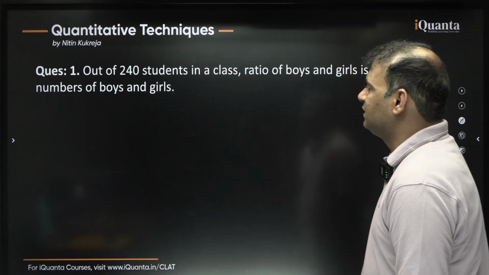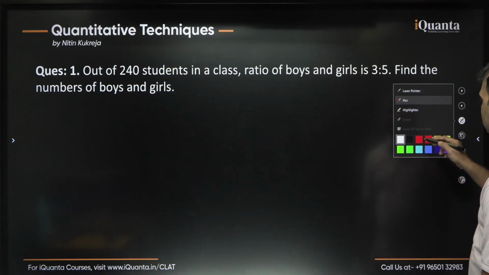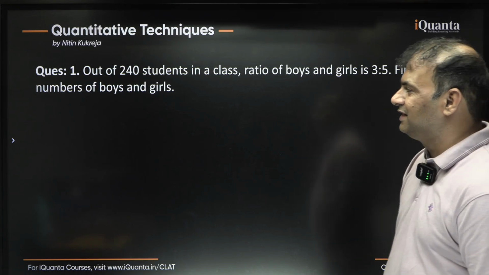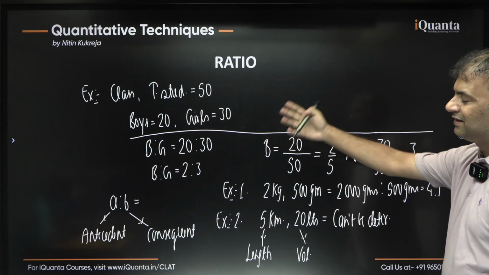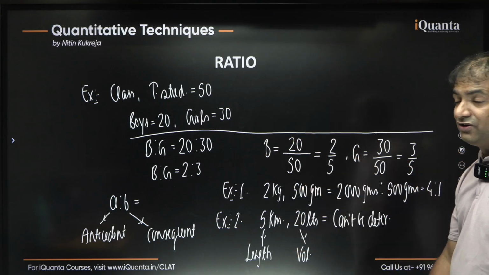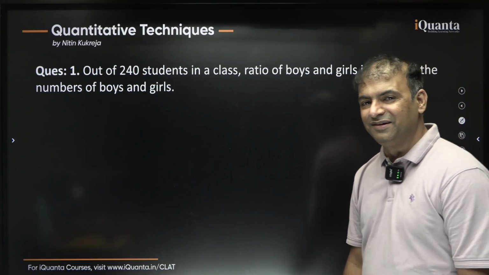So question number 1 says that out of 240 students in a class, the ratio of boys to girls is given as 3:5. Find the number of boys and the girls. In fact, I have already given such a question, but in that question we were finding the ratio, and here the ratio is given and we need to find the number of boys and the number of girls.